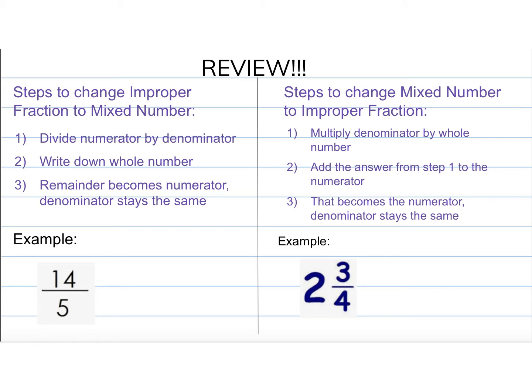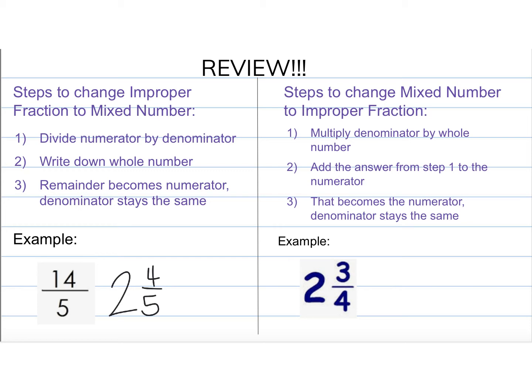Just some quick review, it would not hurt to write down these steps in your notes. The steps to change an improper fraction to a mixed number. Divide the numerator by the denominator, so top by the bottom, write down the whole number, and then the remainder becomes the numerator and the denominator stays the same. We have an example here, 14 over 5, that's an improper fraction. Let's make it a mixed number. So divide, 14 divided by 5, so 5 goes into 14 two whole times, so that's my whole number. And the remainder, which is 4, becomes the numerator, and the denominator stays the same.